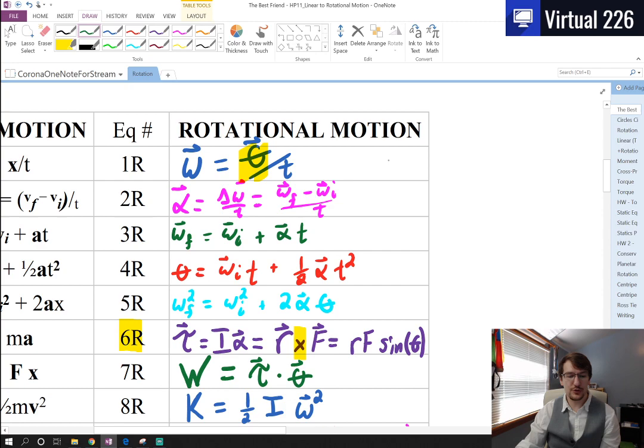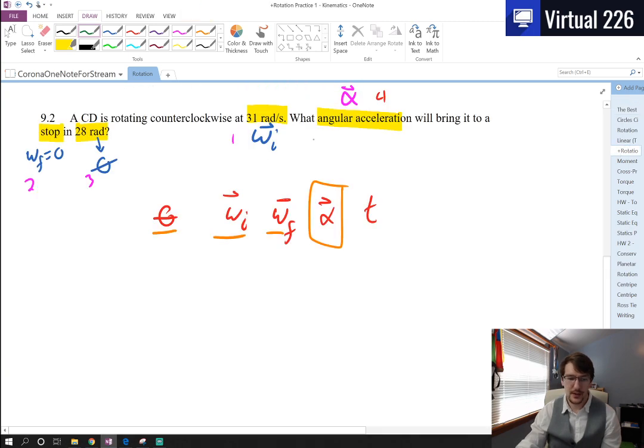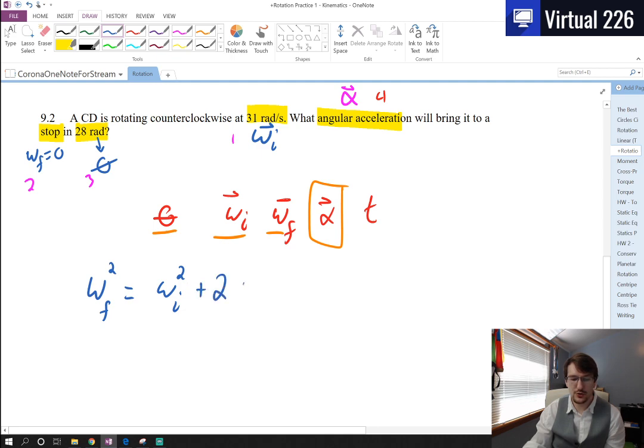We know we can't use equation number 1 because we have an acceleration. So we're stuck using equations 2, 3, 4, or 5. Well, if I have 2 omegas and a theta and I want alpha, the only equation that will work is equation 5r right here. So if we go back and use equation 5r, the final angular velocity squared equals the initial value squared plus 2 alpha times theta.